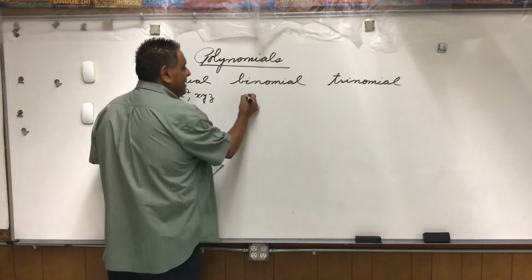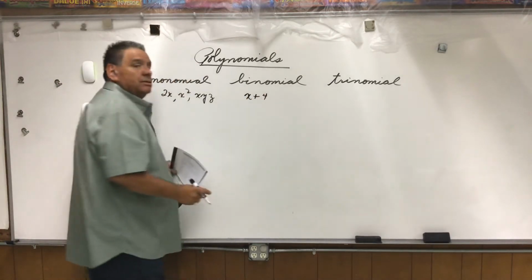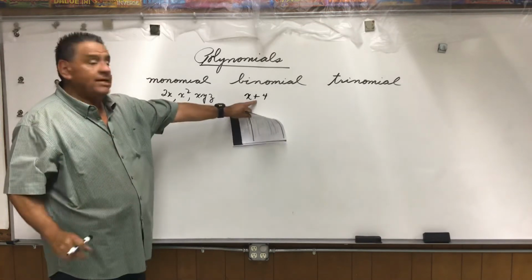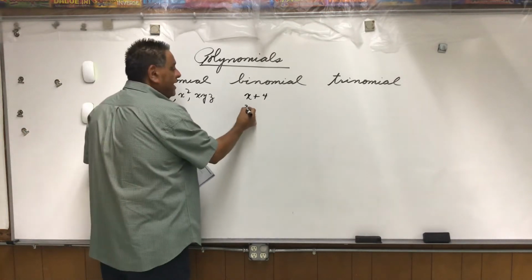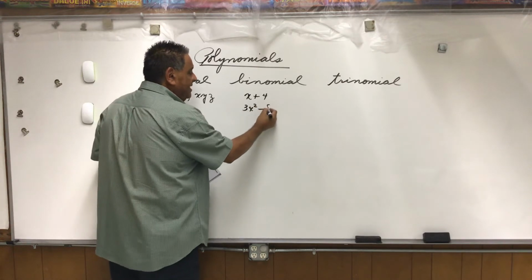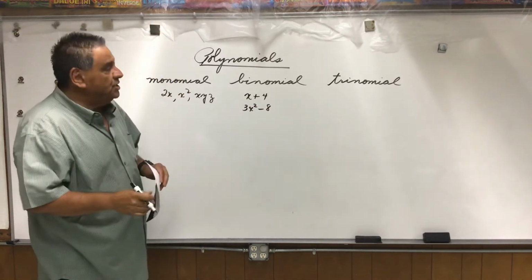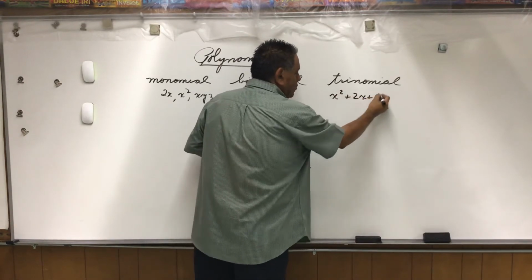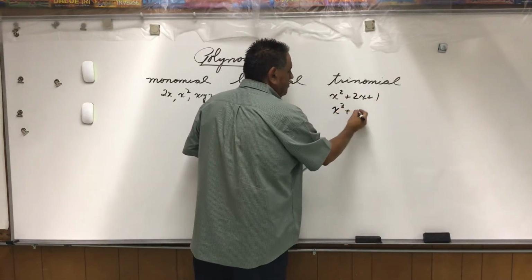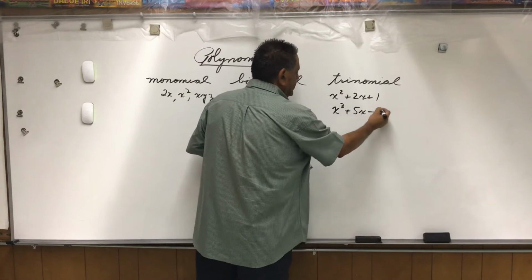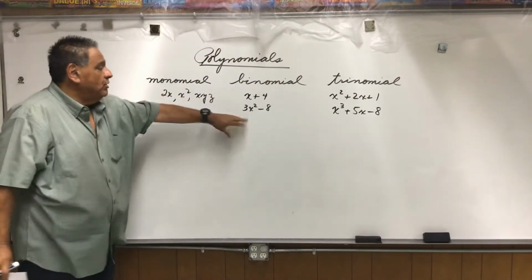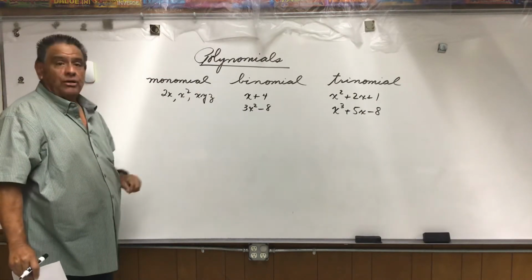A binomial has a plus or minus, like x plus 4. You have the 4x plus 25, whatever it was there. Now there's a sign there, and that's going to be a binomial. Or you could have 3x squared minus 8. That's a binomial, two terms. Trinomial obviously has 3. You have x squared plus the 2x plus 1. You can have x to the third plus 5x minus 8. Those are trinomials.